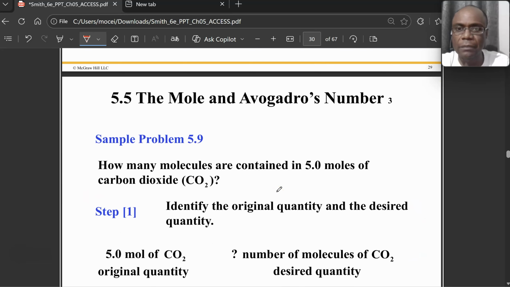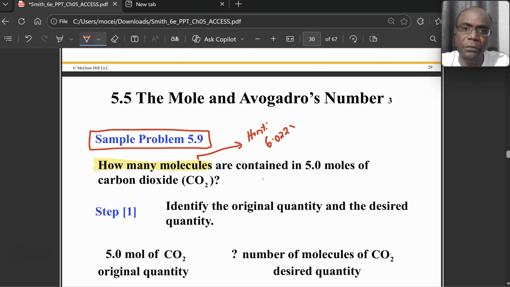Let's see an example. Let's do problem 5.9. Question: how many molecules? You can read that. The moment you read "how many molecules," that's a buzzer, that's a hint for Avogadro's number, 6.022 times 10 to the power 23 number of molecules, which should be equal to 1 mole. That's a huge hint.